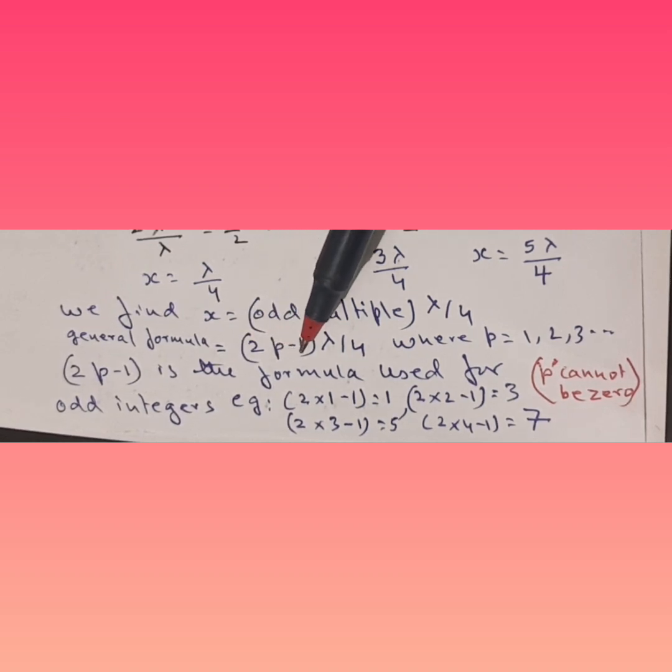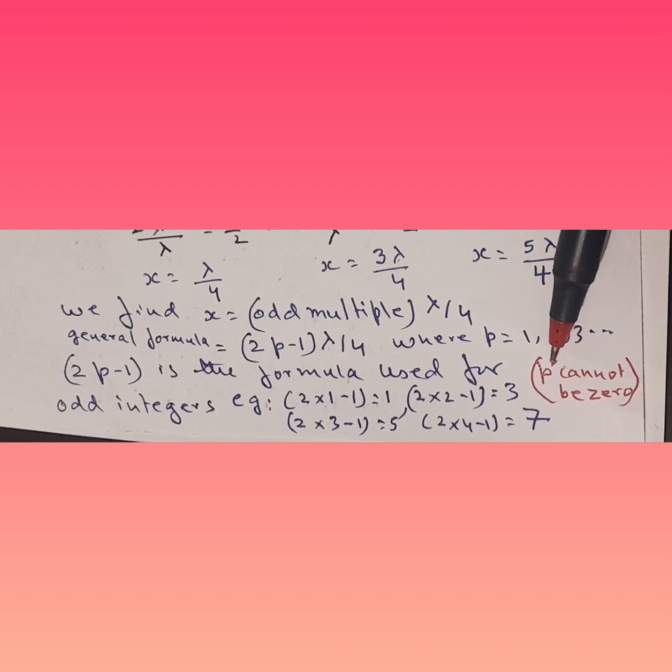Alright, so p cannot be 0. If we take p as 0, then we would end up with 2 into 0 is 0, minus 1 lambda by 4. That doesn't exist. So whenever we want to take odd multiple, we have got to take p from 1 to infinity, but not 0.